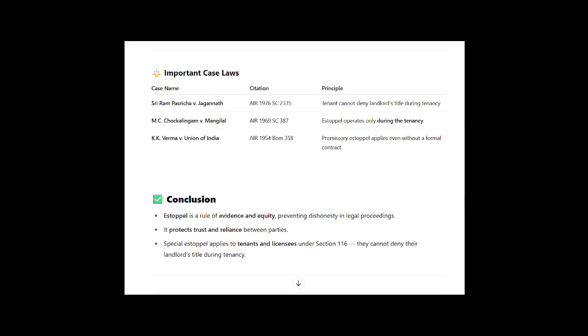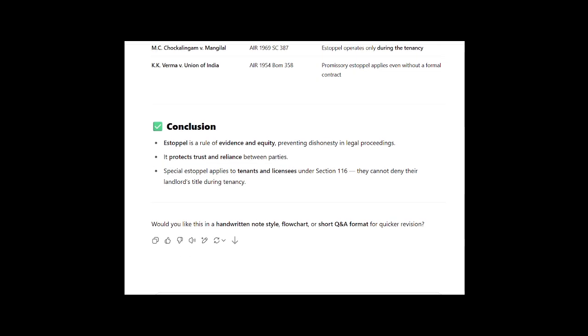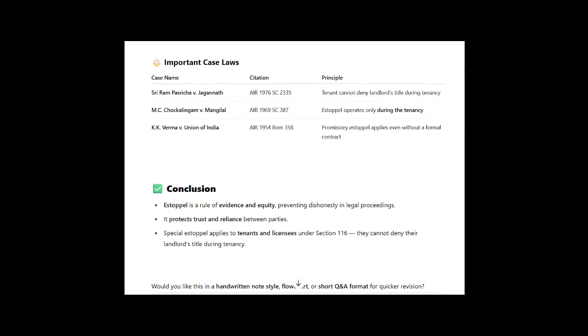Now, conclusion. Estoppel is a rule of evidence and equity, preventing dishonesty in legal proceedings. It protects trust and reliance between parties. Special estoppel applies to tenants and licensees under Section 116. They cannot deny their landlord's title during tenancy.